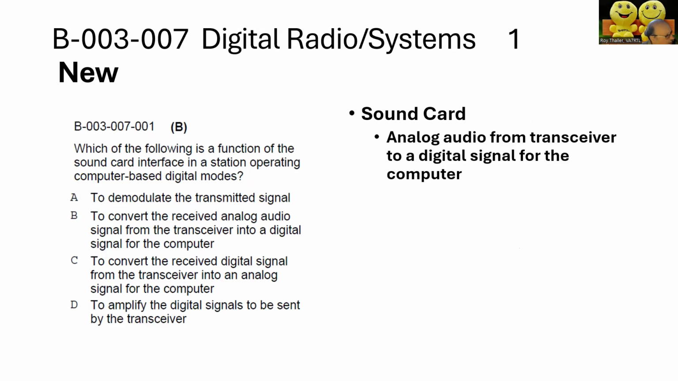Another new question. Which of the following is a function of the sound card interface in the station operating computer-based digital systems? When you go through here, B is the correct answer: to convert the received analog audio signal from the transceiver into a digital signal for the computer.